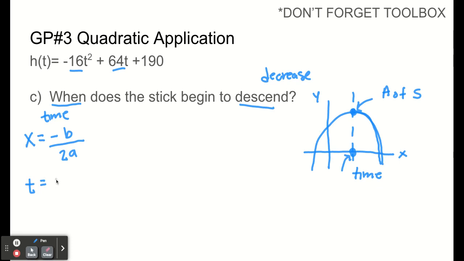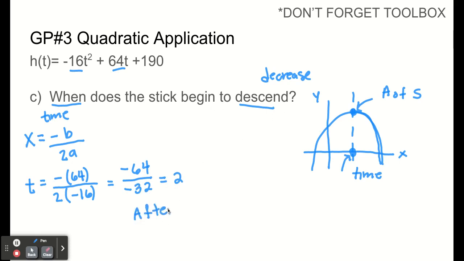So t is equal to negative 64 divided by 2 times negative 16. That's negative 64 divided by negative 32, which gives us a positive 2. So when does the stick begin to descend? After 2 seconds.